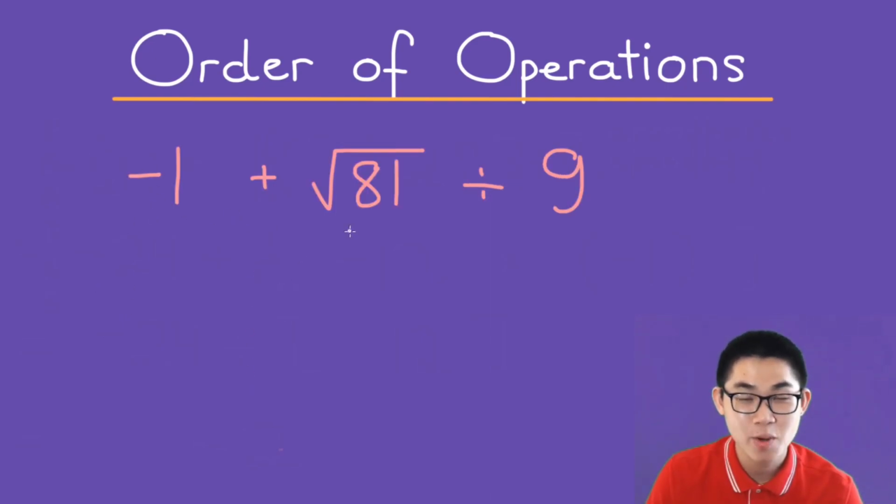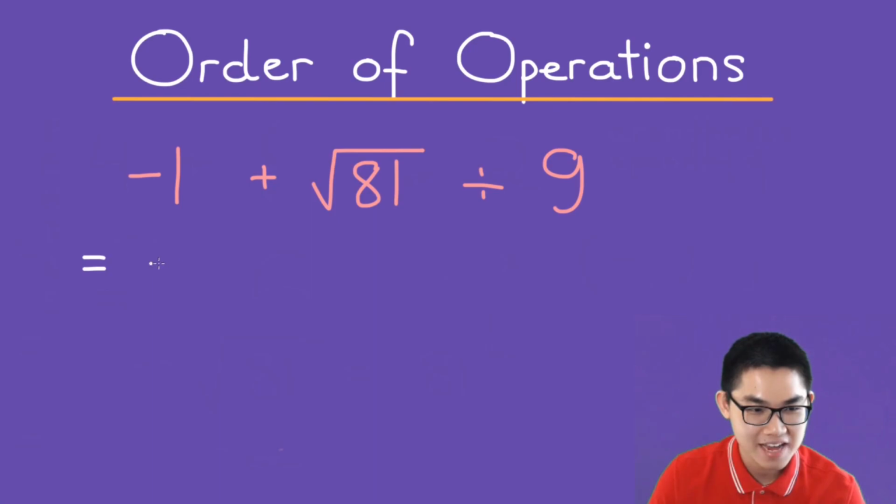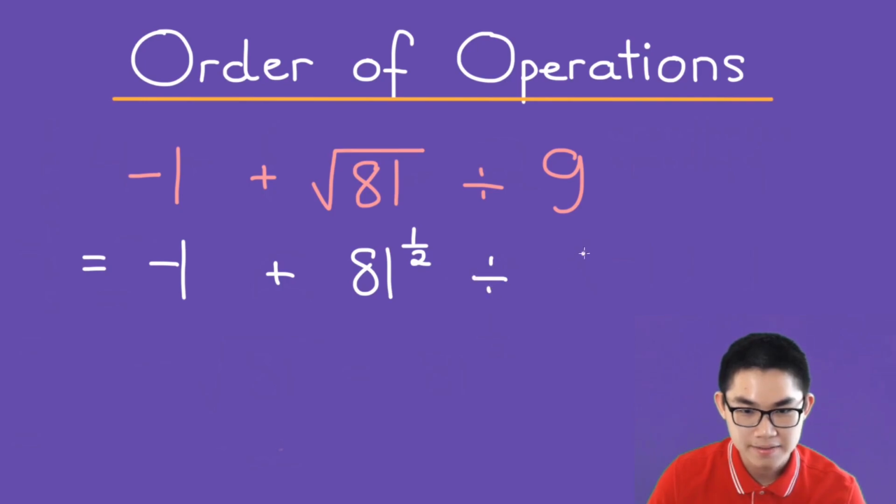-1 plus the square root of 81 divided by 9. So when you have the square root, you can treat it as an exponent, and I'll show you why. That's because the square root of 81 can be rewritten as 81 to the power of 1 over 2, and this right here is an exponent. We have -1 plus 81 to the power of 1 over 2 divided by 9.